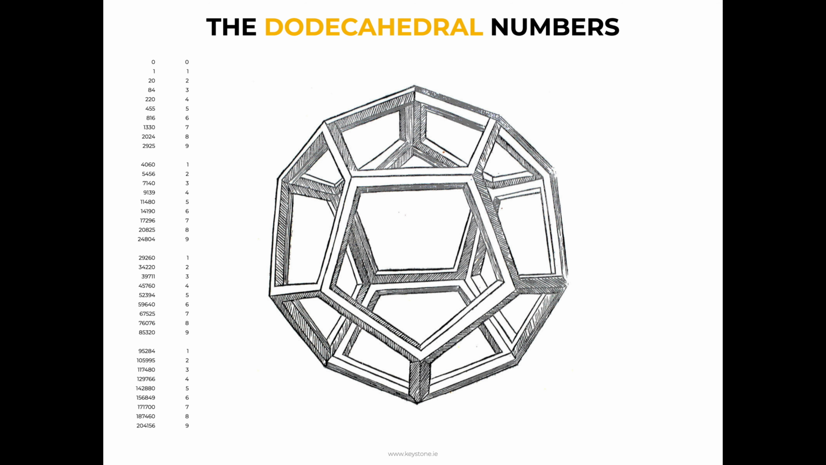The dodecahedral numbers are very interesting. When we reduce them, we get 1, 2, 3, 4, 5, 6, 7, 8, 9. This image of a dodecahedron was drawn by Leonardo da Vinci. The dodecahedron is one of the Platonic solids.